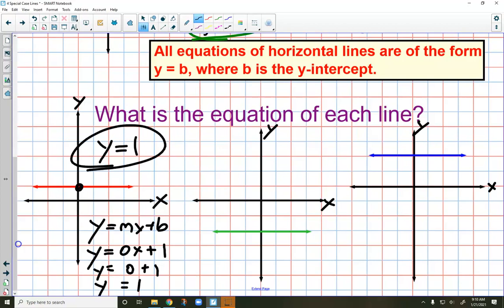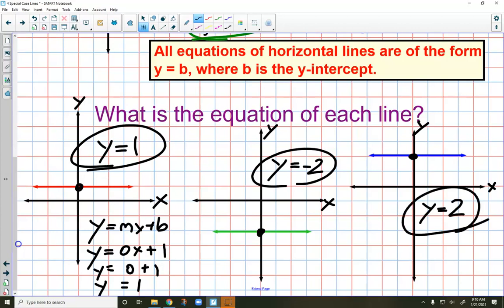For the second one, the green line is going through the y-axis at -2. So this would just be y equals -2. And for the last one, the y-intercept is +2. Again, a horizontal line. So this is y equals +2. And those are the equations for those three problems.